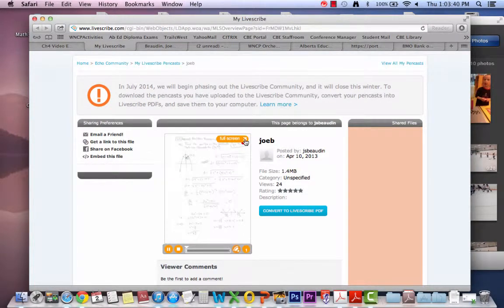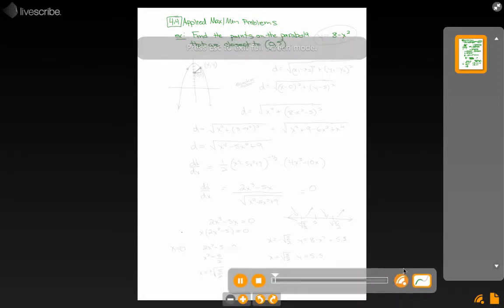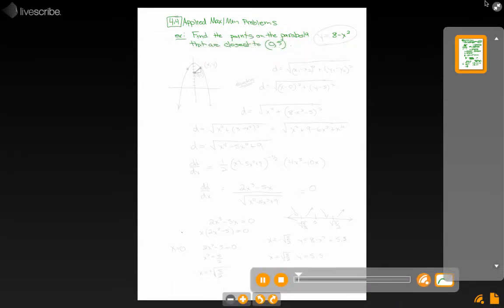Question comes out of 4.4 applied max-min problems. So a different kind of setup here. We're asked to find the points on the parabola y equals 8 minus x squared that are closest to this particular point. So you might want a little sketch of what that parabola looks like. 1, 2, 3, 4, 5, 6, 7, 8. We have ourselves a parabola that faces down, looks like that.